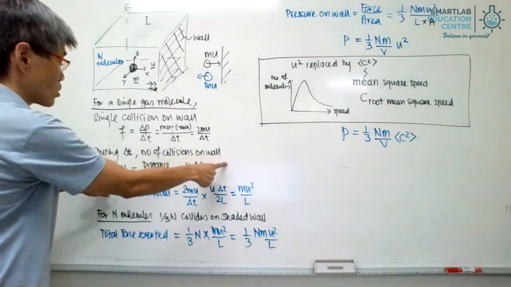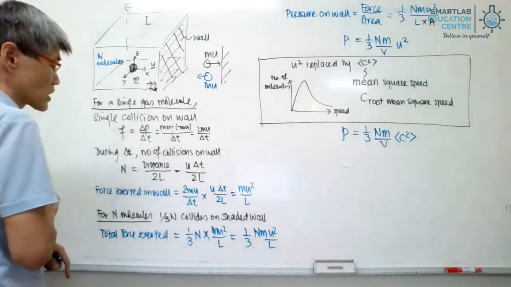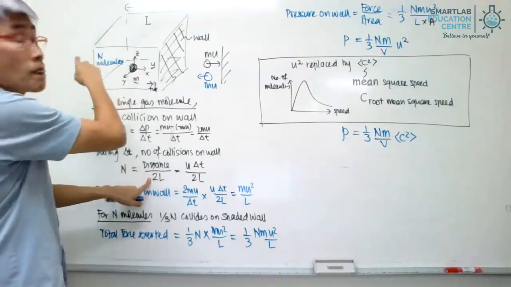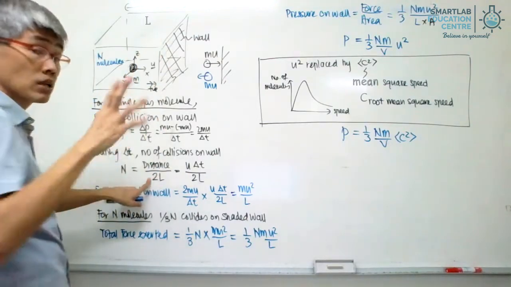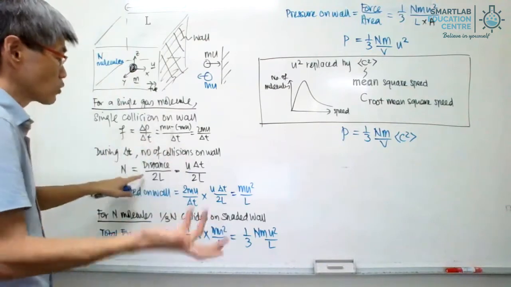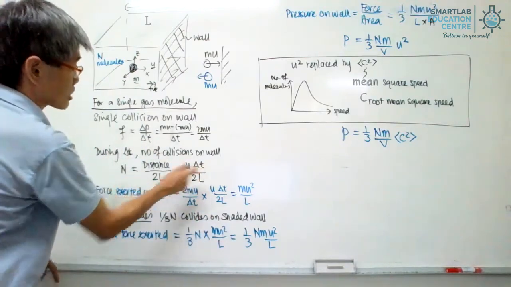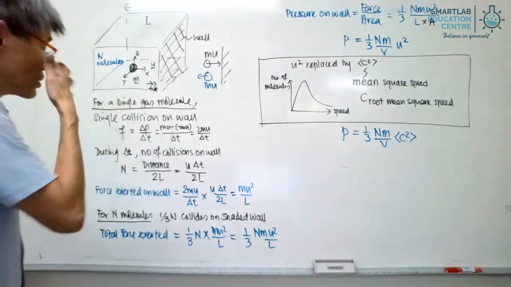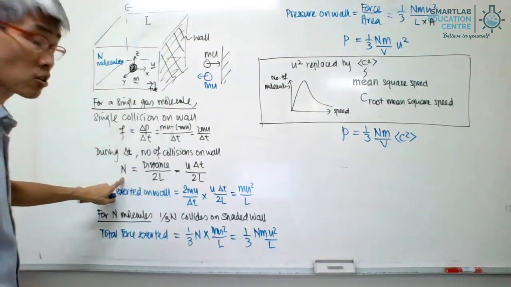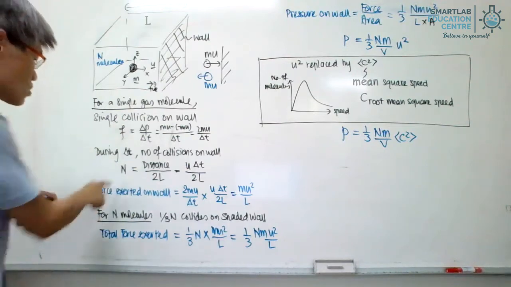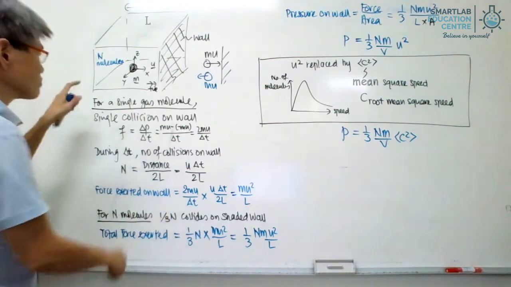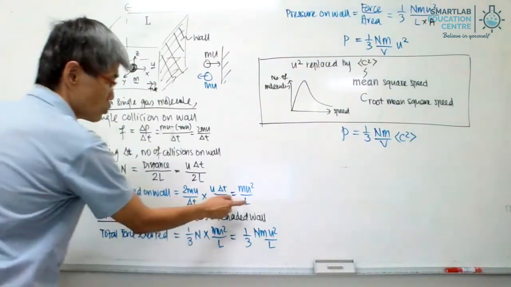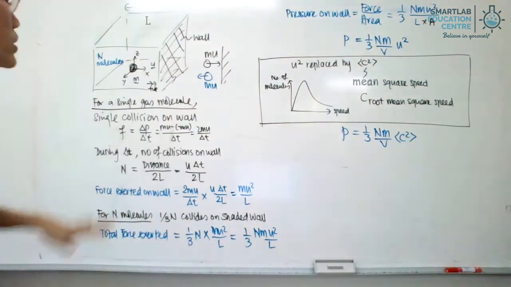So the number of collisions on the wall during this duration of delta t will be the distance traveled by the gas molecule divided by 2L. So that will give you a good gauge of the number of collisions. So u multiplied by delta t is actually the distance that is being traveled by the gas molecule. So you divide by 2L. That's how we derive the number of collisions that's going to hit the wall by a single molecule. So with that, the force exerted by the single molecule on the wall will be F multiplied by N, and we end up with mu squared over L.